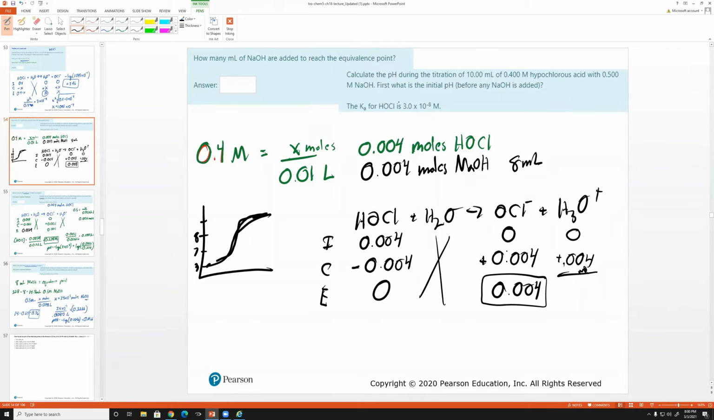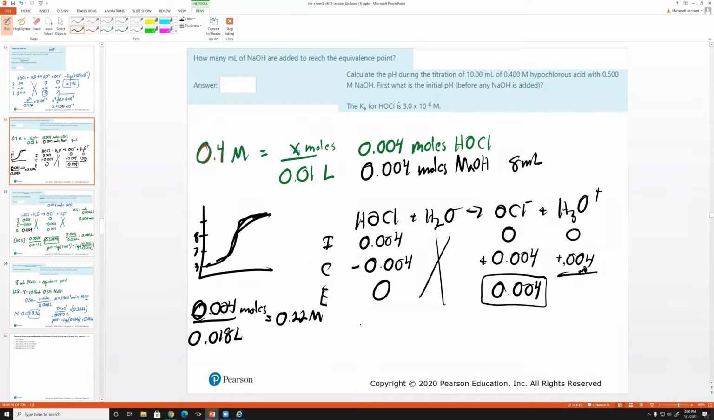So what we can do is find the molarity first. The molarity is 0.004 divided by the volume. I'm not sure if they're going to ask you this kind of question, but it's good to know about. Now the volume changed. It was originally 10, now it's 18 because we added the amount of NaOH required for the equivalence point. 0.018 liters. So the concentration of our OCl minus is going to be 0.22 molar.